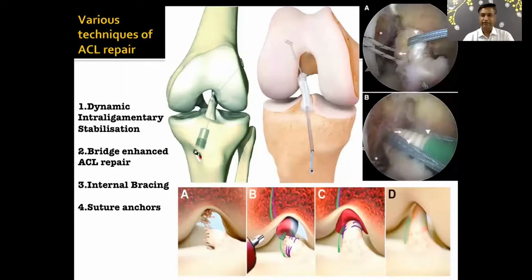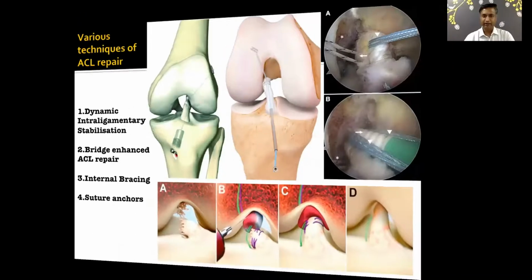And then we have the suture anchor technique. The third and fourth are the most commonly used techniques, and they are very much reproducible techniques.